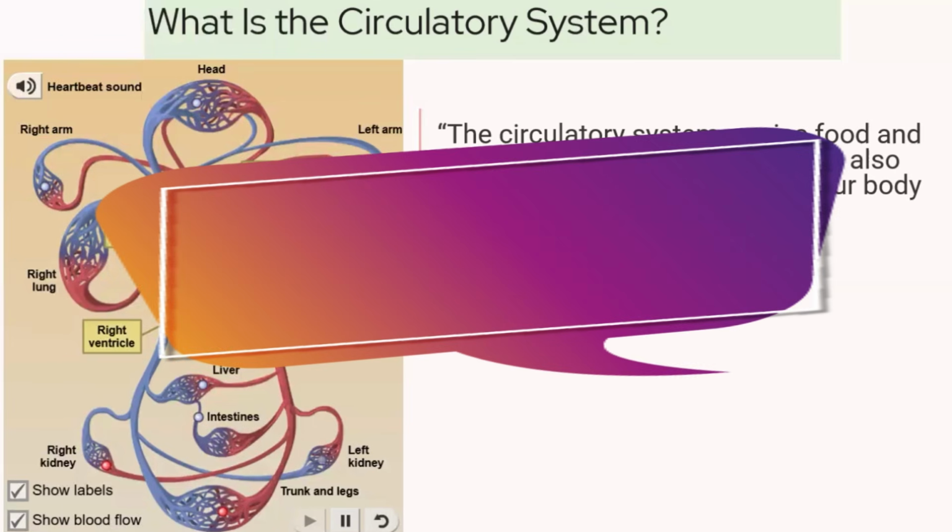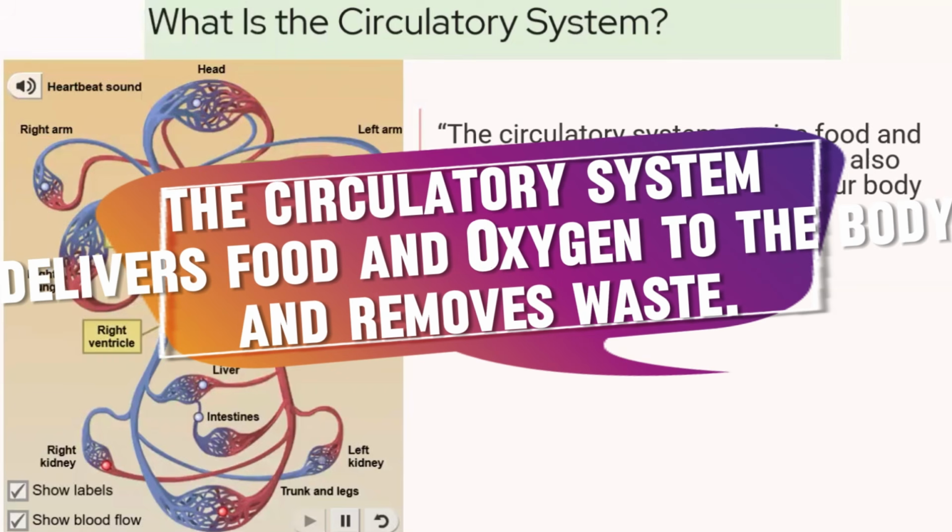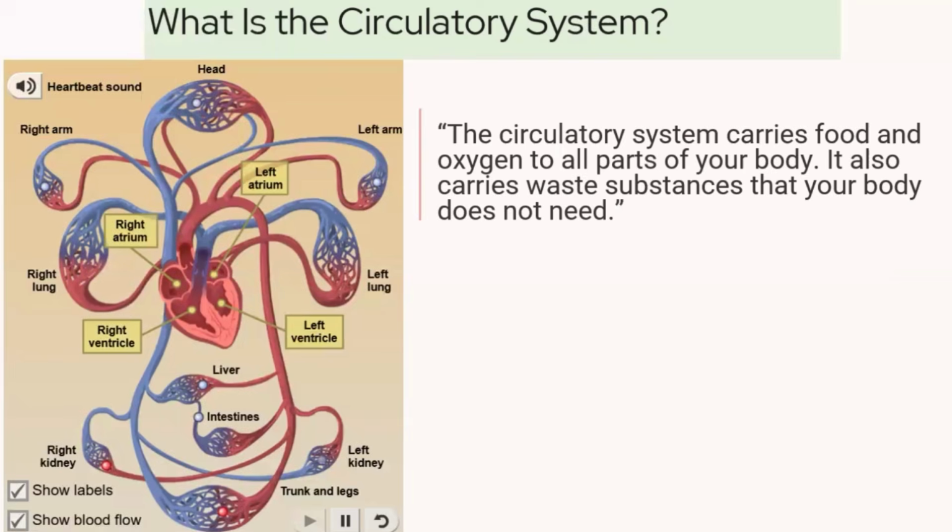So the circulatory system again carries food and oxygen to all parts of your body, giving all parts of your body the food and oxygen. Also it removes waste, and also it keeps everything flowing. And that is the definition of the circulatory system.